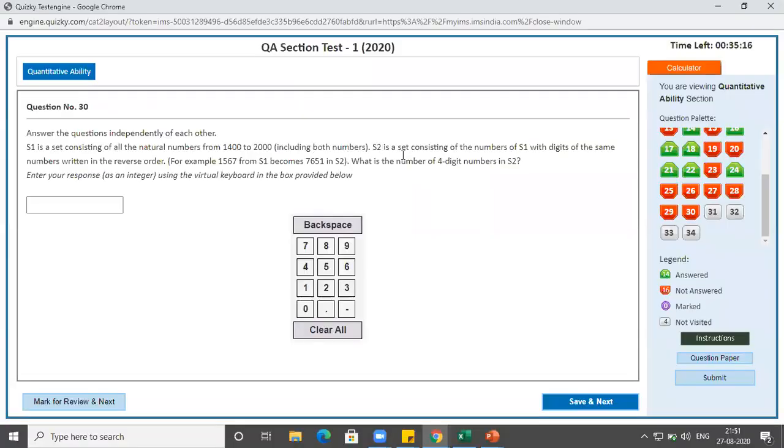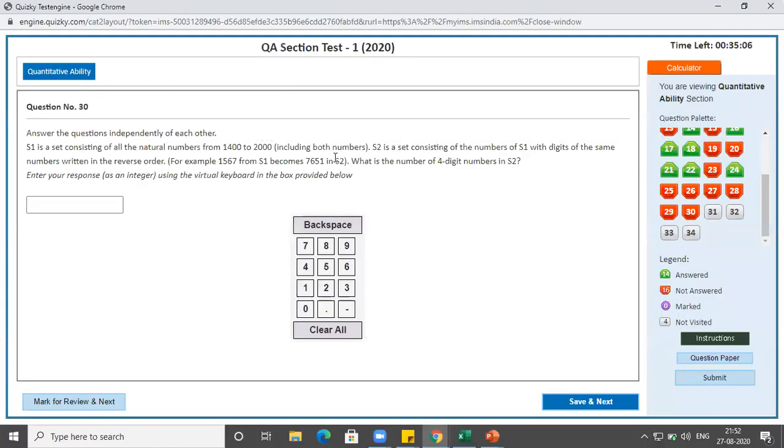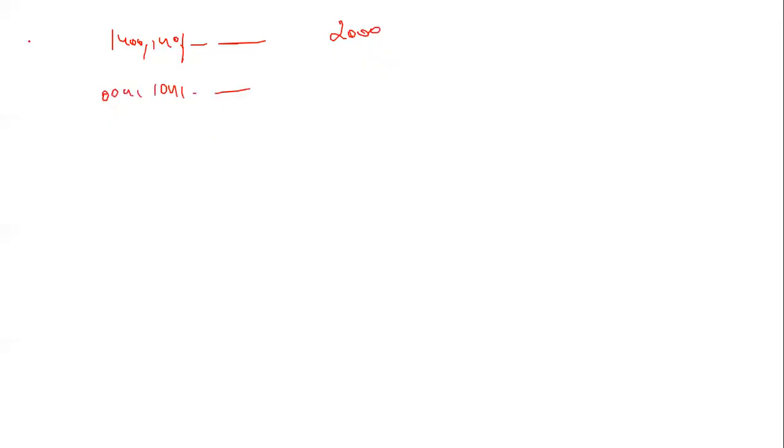Okay. So in S1 I have numbers 1400, 1401 all the way to 2000, including both the numbers. S2 is a set consisting of the numbers of S1 with digits in the reverse order. So in S2, I'll have 0041, 1041, and so on. Right? What is the number of 4-digit numbers in S2? Okay, so this is S1, this is S2. So the numbers in S1 that end with 0 have to be rejected eventually.